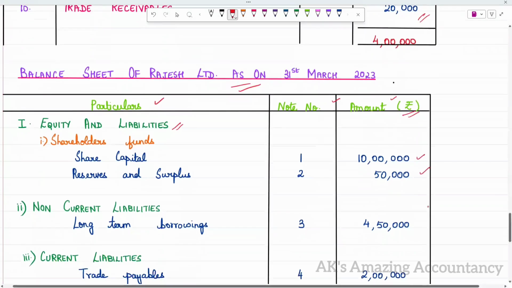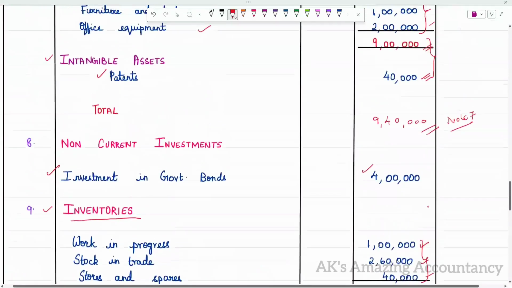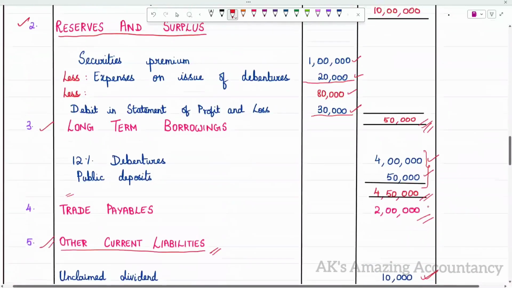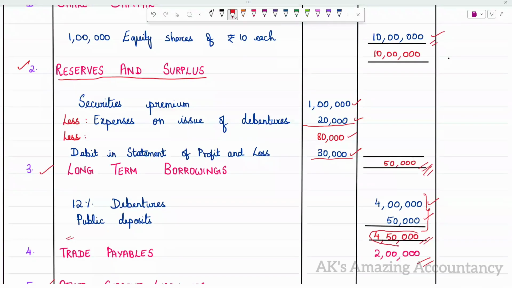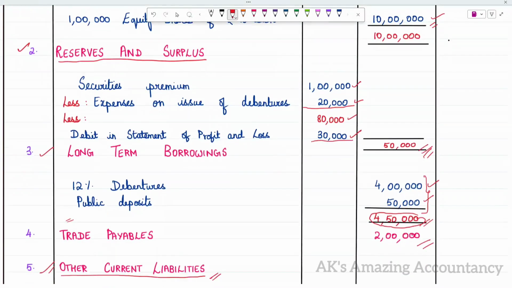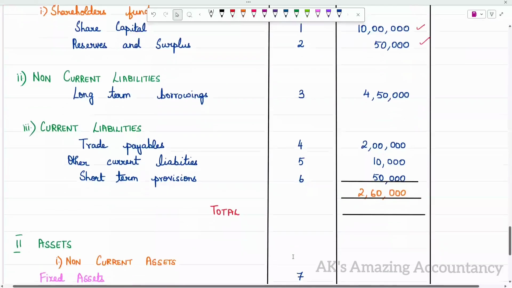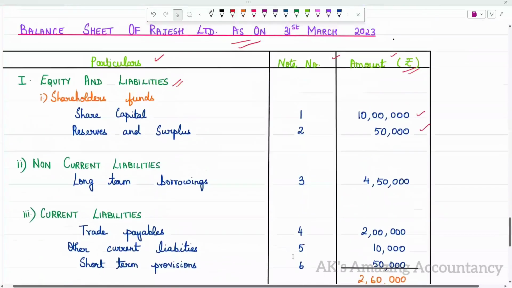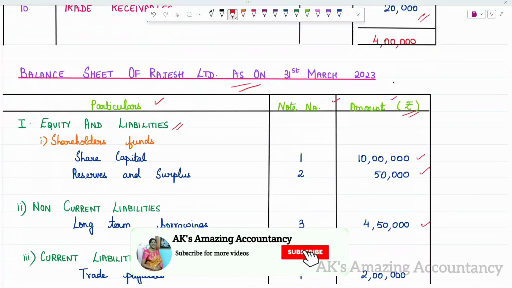Then the second item is non-current liabilities. Under non-current liabilities, we have long-term borrowings. We have already prepared the note for it. So long-term borrowings, how much are you having? It is this amount, 4 lakh and 50,000. So note 3, long-term borrowings, it is this amount, 4 lakh 50,000.